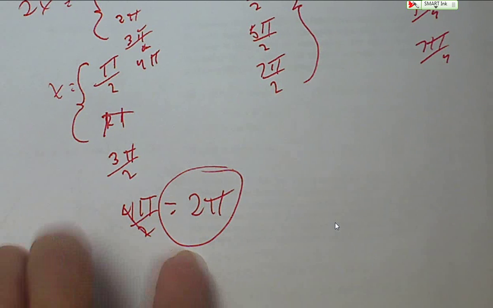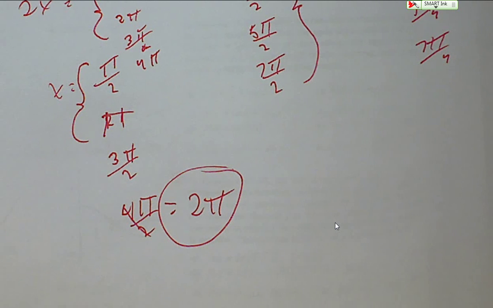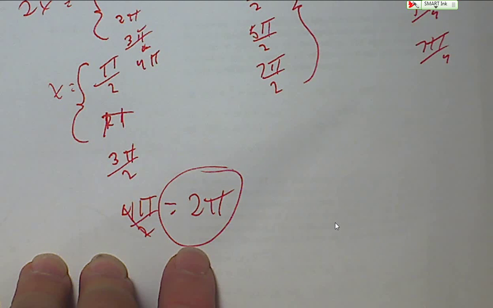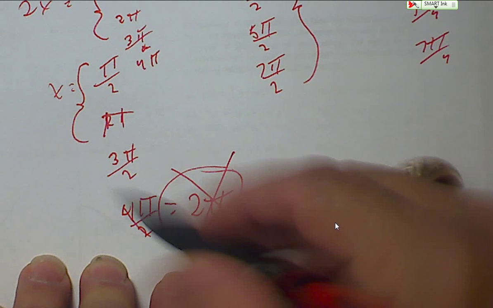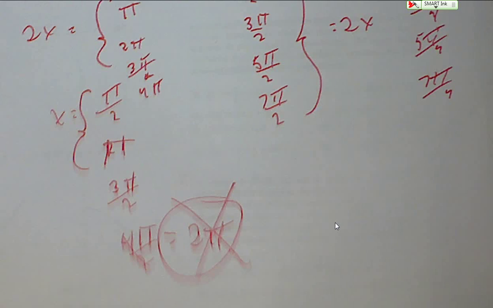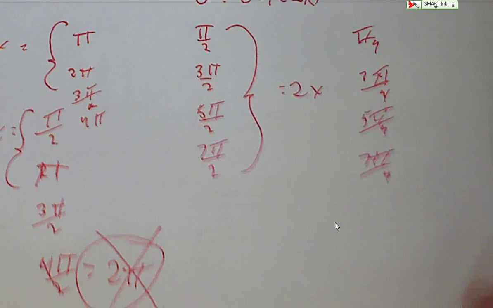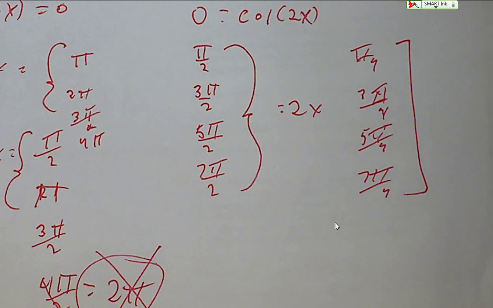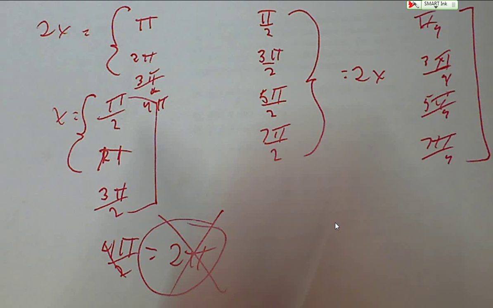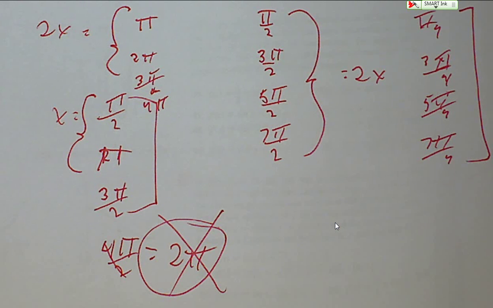The domain was 2 pi non-inclusive. Go back to the original problem. It was 0 to 2 pi, non-inclusive of 2 pi. So he's going away. So I wind up with these 4 for cosine and these 3 for sine as my candidates for maxes and mins. Okay? And let's go ahead and draw a number line here real quick.